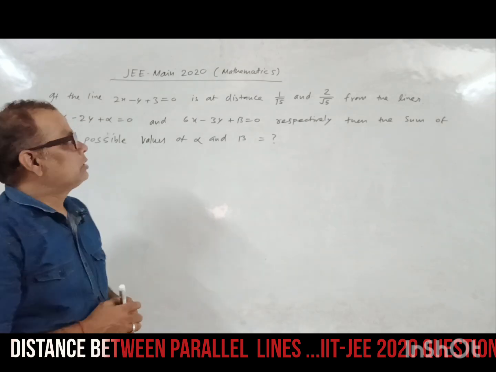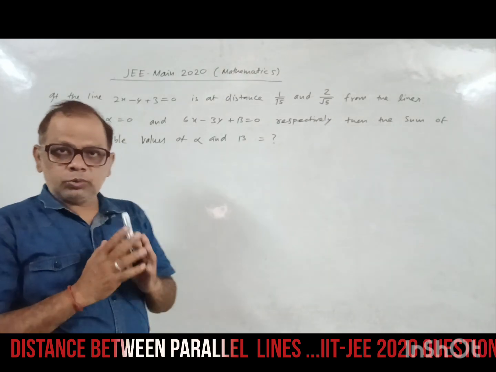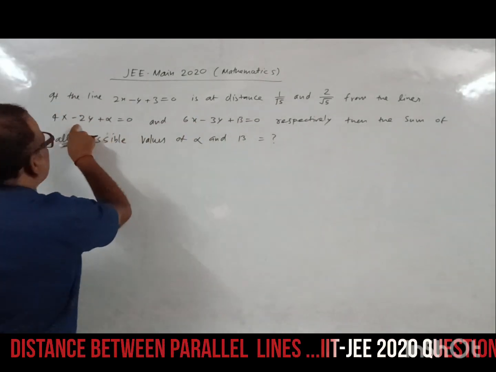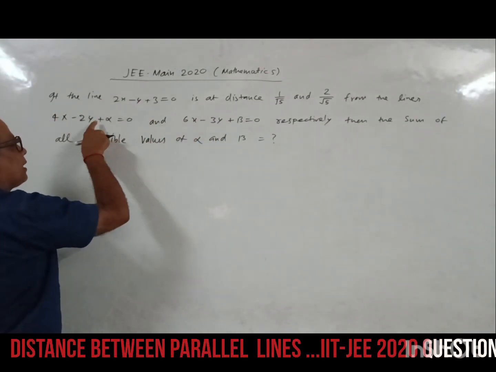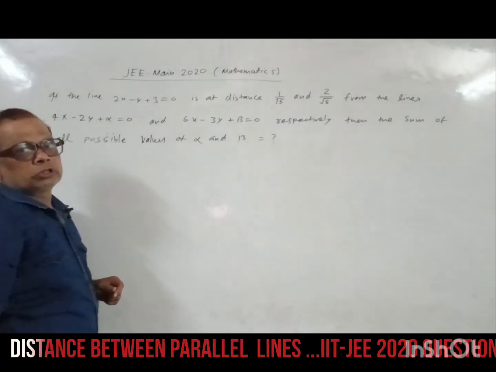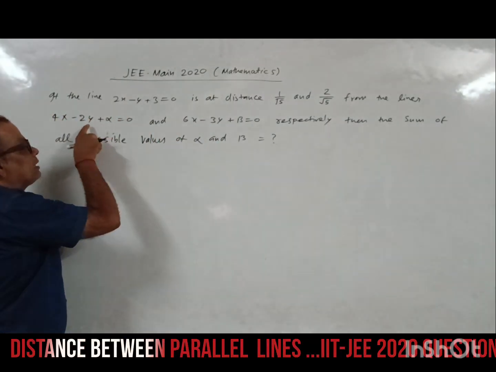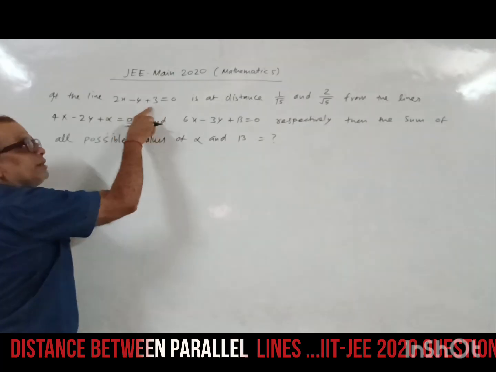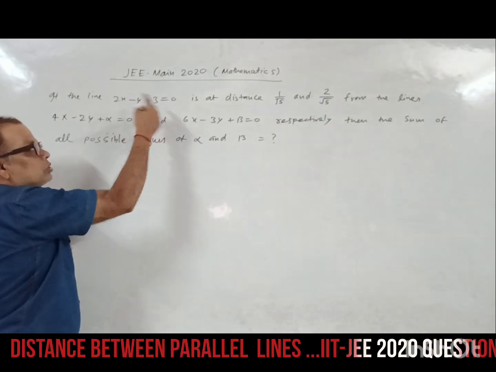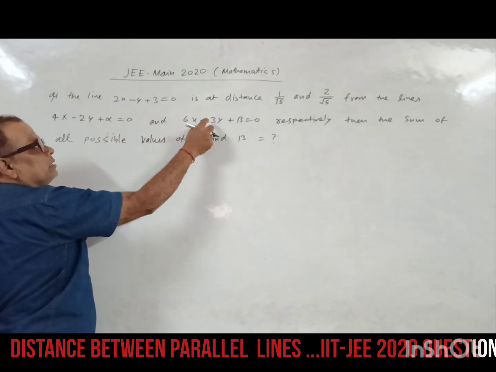Okay, so suppose these two lines are parallel. This line is parallel to this and this line is also parallel to this, because their coefficients are proportional. So we can write these two given lines in the form of this line, so that these are parallel with this line.